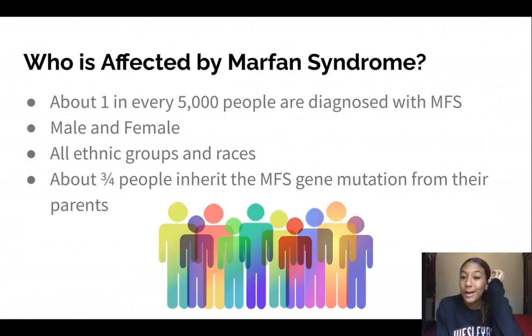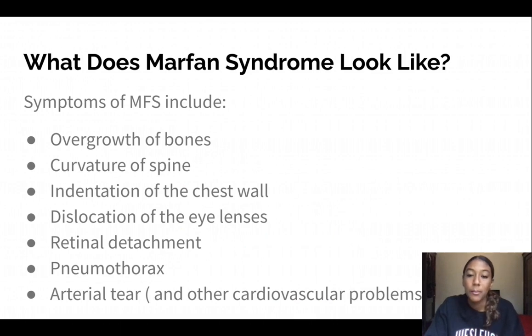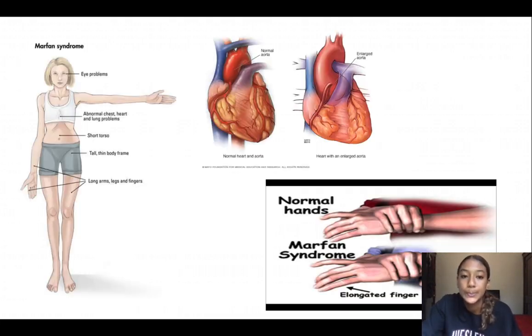About 1 in every 5,000 people are diagnosed with Marfan syndrome, male and female of all races and ethnicities. About 3/4 of people that have Marfan's inherit the gene from their parents. Some symptoms of Marfan syndrome include overgrowth of bones, curvature of your spine, indentation of your chest wall, dislocation of the eye lenses, retinal detachment, pneumothorax, and cardiovascular problems.